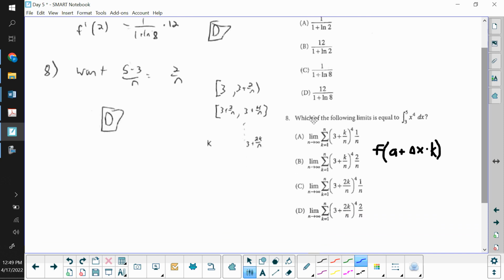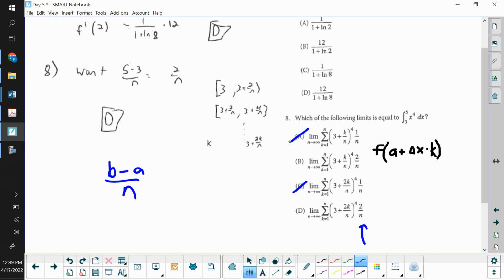In 8, our limit definition of the integral. First off, we want to find what our width of each interval is. And we do that by doing b minus a over n. And that's what this number at the end is. That's like the base of each of our rectangles from a Riemann sum. So we have 5 minus 3 over n, so that's 2 over n. So that rules out choices A and C.